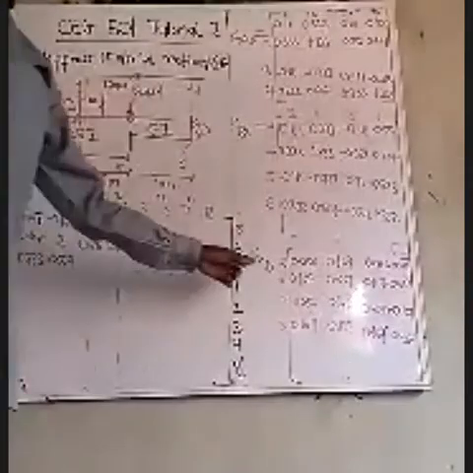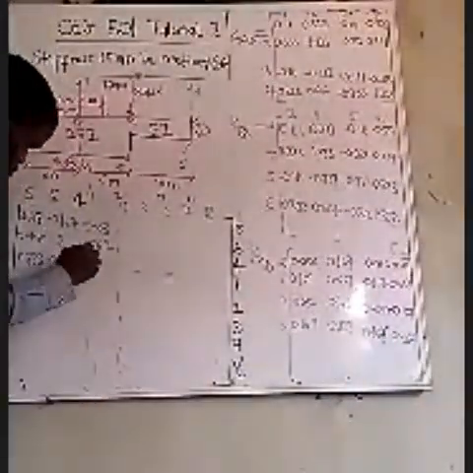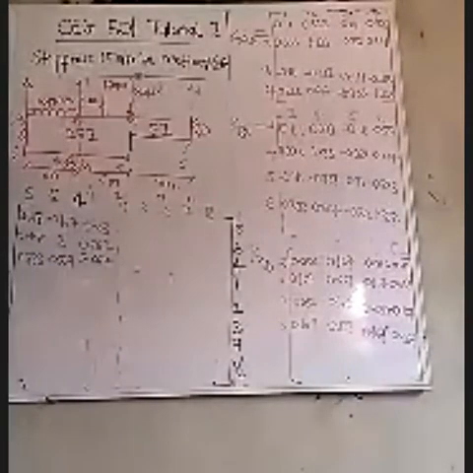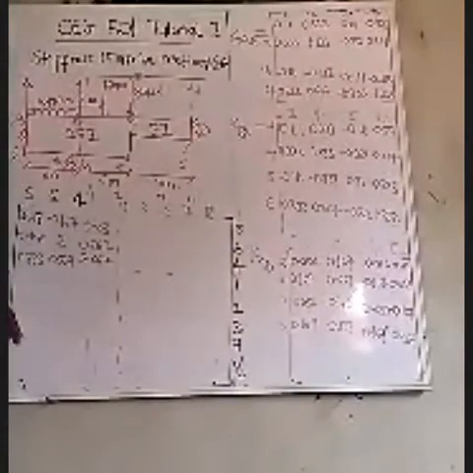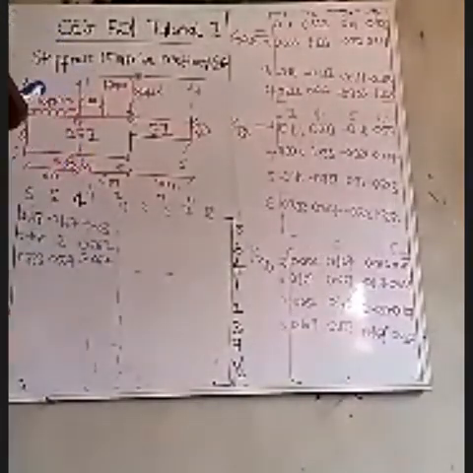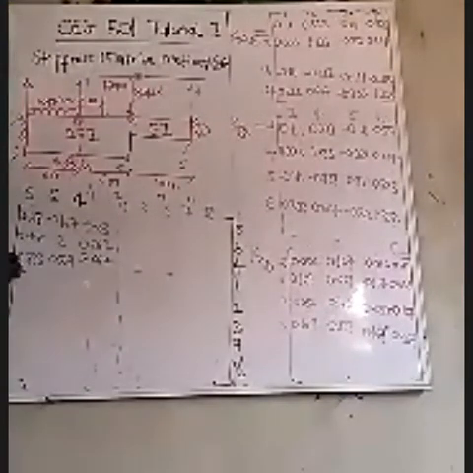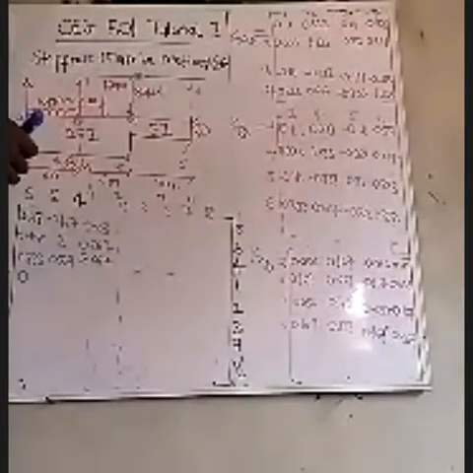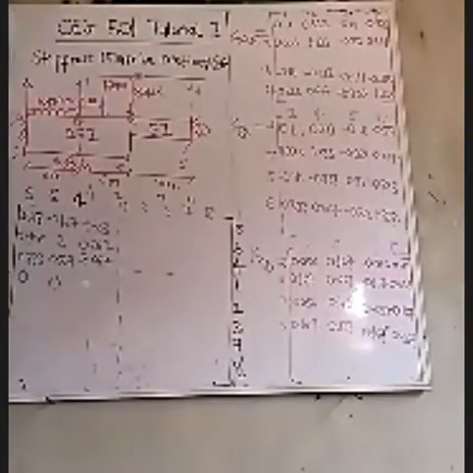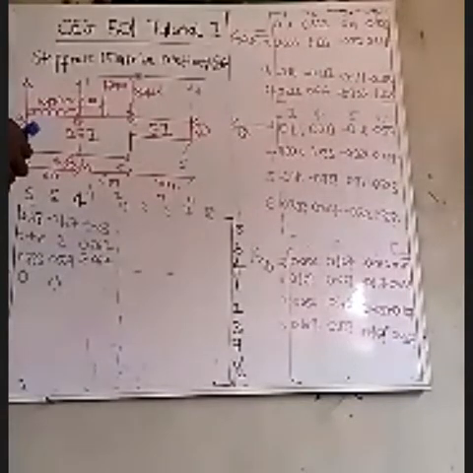0.667, 44, 1.333, and 2.667, then one. Okay, so let's obtain this one. 5.1, what is 5.1? There is no 5.1, so 0. 6.1, there is no 6.1, so 0. 4.1 is 0.333.